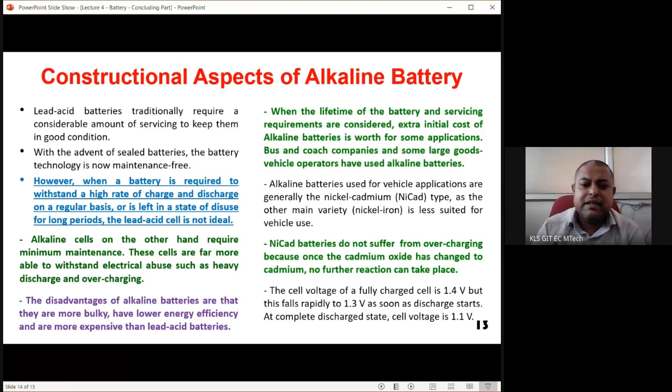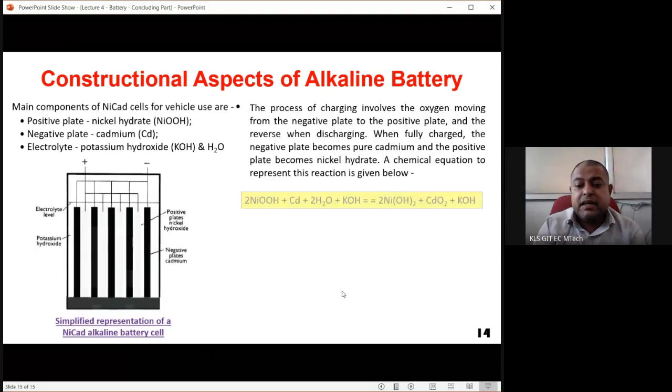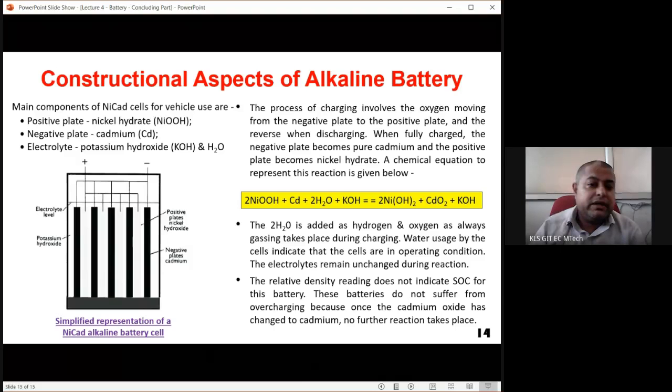So this is the 13th slide, and one other very important detail. The cell voltage of a fully charged cell is 1.4 volt, but this falls rapidly to 1.3 volt as soon as discharge starts. So you can charge the alkaline battery maximum up to 1.4. As soon as the discharge starts, it falls to 1.3, and at complete discharge it is 1.1. Okay, so these are the small details which will be asked as a short question. Please remember.